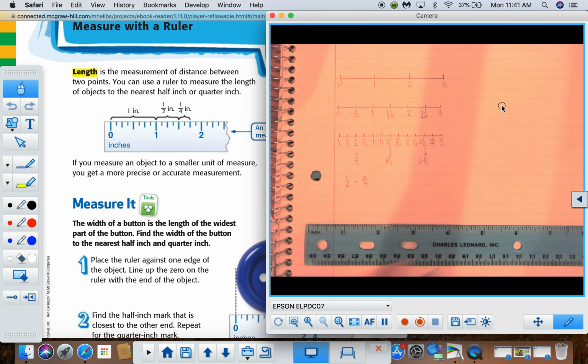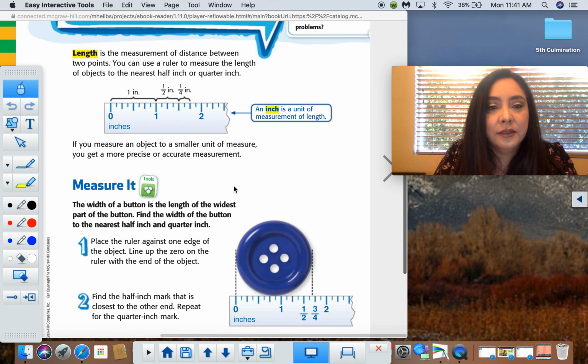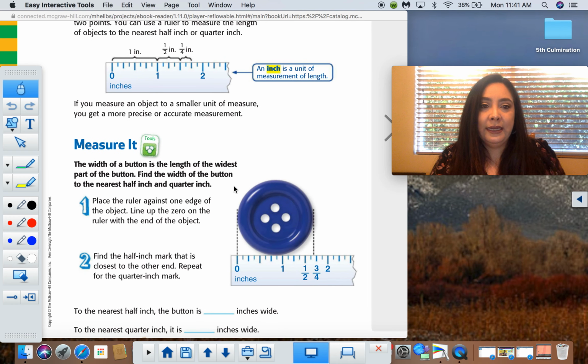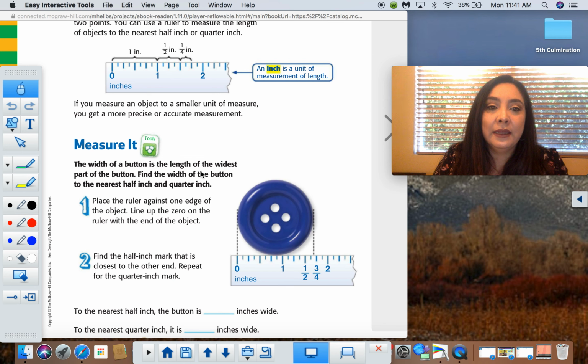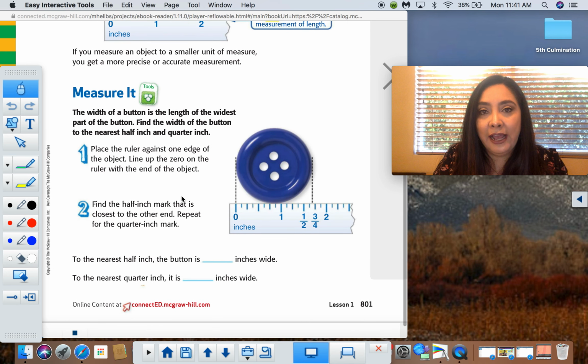So let's go back to our math page here. We are going to measure a button today. We're going to measure the width of a button. That's the widest part. The width of the button in length is from the widest part of the button. Find the width of the button to the nearest half inch and quarter inch. So it's asking us 2 questions here. It's asking us to measure up to the half inch mark and then up to the quarter inch mark.